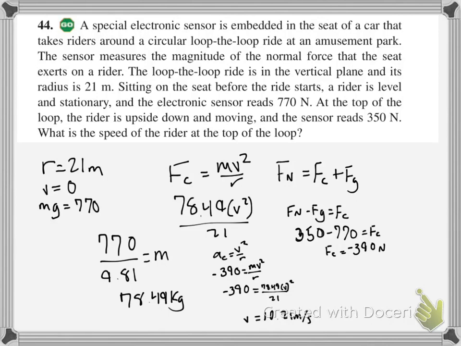Okay, so now that we have the centripetal force, we can finally use the equation mentioned previously, which is the centripetal force is equal to the mass times the velocity squared divided by the radius. So we just plug in our numbers, and we get the velocity of about 10.21 meters per second. Not bad.